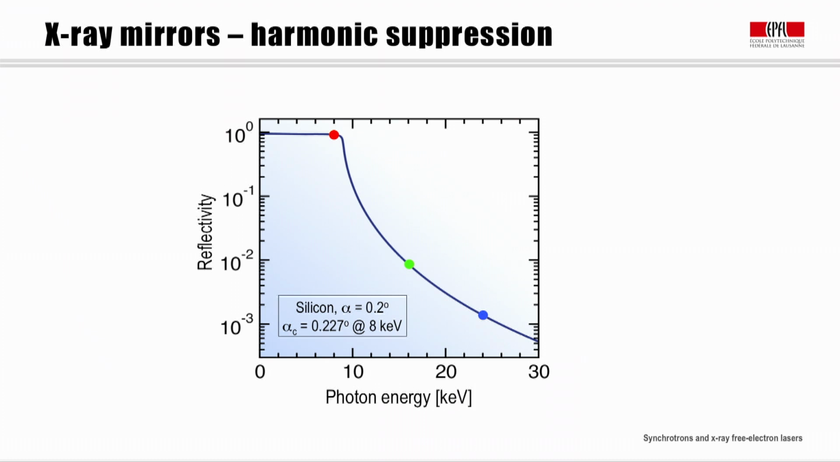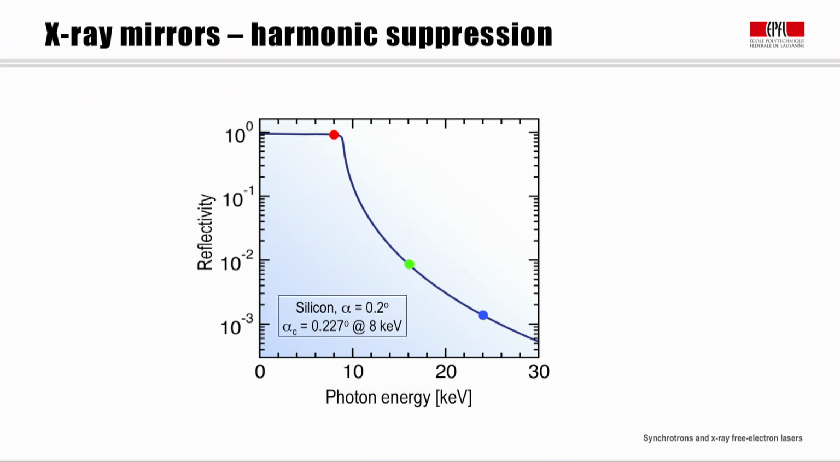However, the critical angles for the second harmonic at 16 kiloelectron volts and the third harmonic at 24 kiloelectron volts are 0.114 and 0.076 degrees respectively. Both of these are now above the incident angle. As a result, their reflectivities are approximately 8 times 10 to the minus 3 and 1.4 times 10 to the minus 3 respectively.